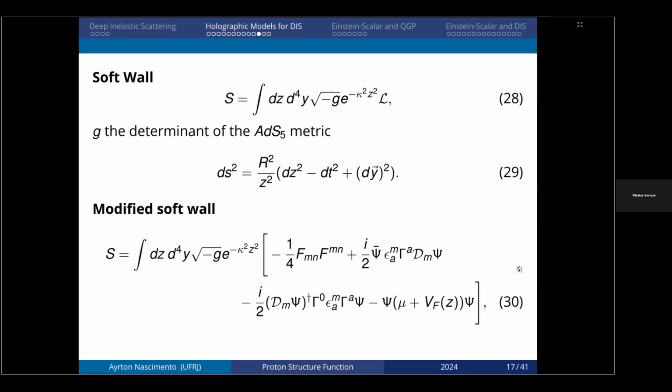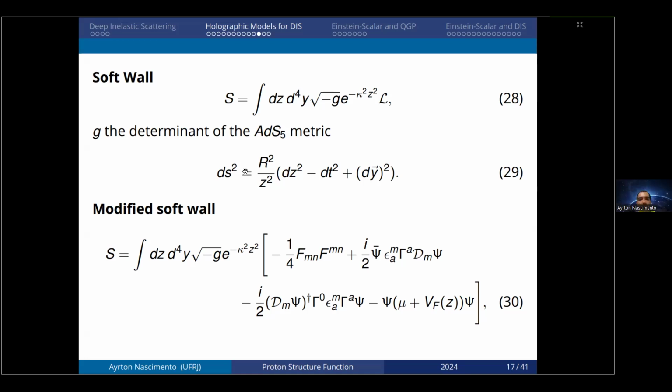So you're adding this soft wall because what didn't match before was the UV, right? The IR was okay, but the UV was far away from the experimental data, right? In the high energy limit, in the graph you showed before, the UV will be near the boundary of ADS. You have to modify that. This is why you are adding a soft wall.